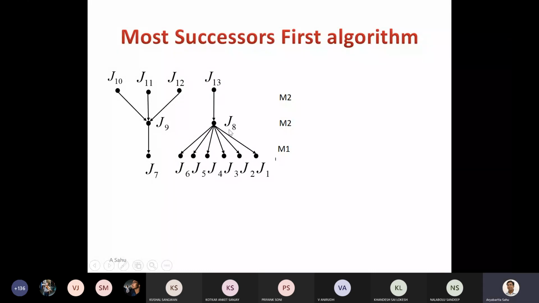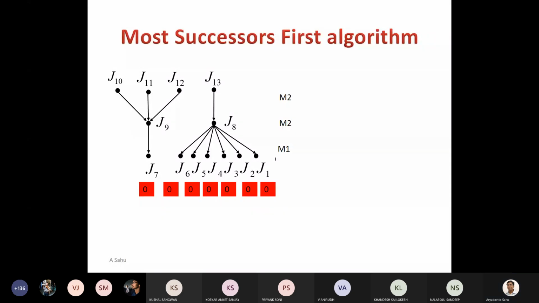So J8 has the most immediate successor, but whenever I say most successor first, then clearly J1, J2 up to J7, they don't have a successor. Then J9 has one successor. Then J10, 11, and 12 have two successors. J8 has 6, and J13 has 7 successors.